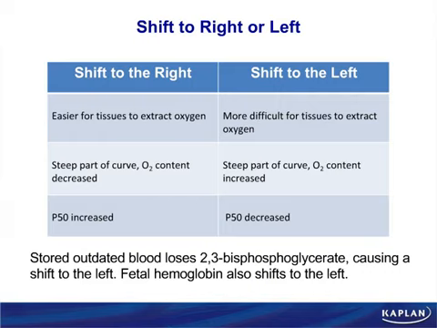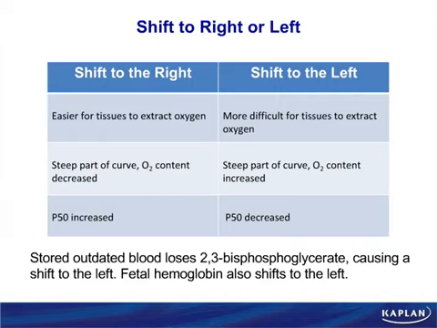Let's stop and think about that for a second. If I increase the P50, right shift the curve, that means when I'm on the steep part of the curve, for any given PO2, I'm going to have less bound to hemoglobin. If I left shift the curve, I'm going to have more bound to hemoglobin because I have greater affinity. So if I right shift the curve, oxygen content is going to go down because I have less bound to hemoglobin. If I left shift the curve, higher affinity, I have more bound to hemoglobin, I have a higher oxygen content.